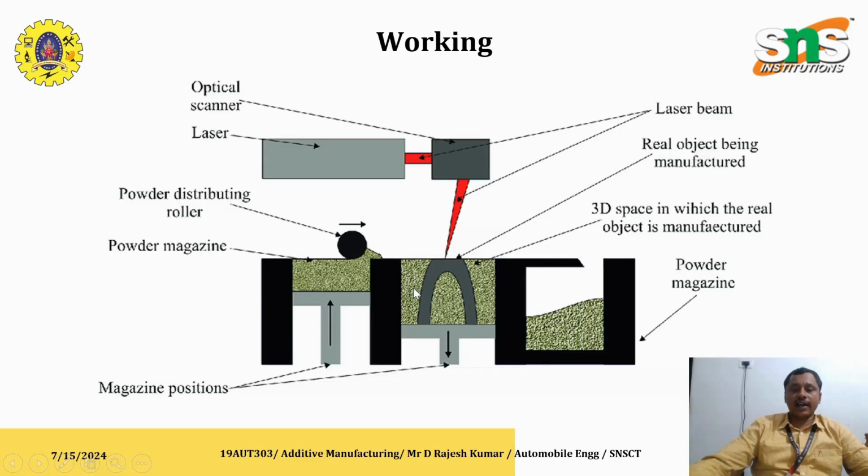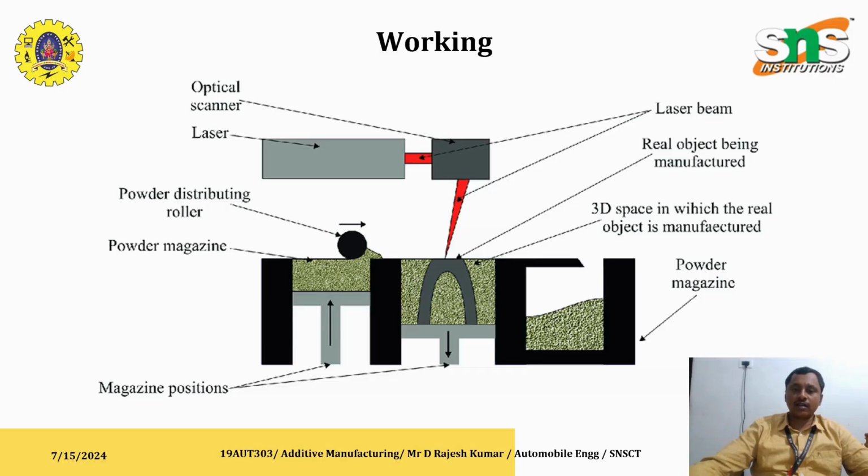So initially the magazine, you can see the position of the magazine. One is in the upward direction and another one is in the downward direction. So the upward direction magazine charges the powder. So the roller is used to distribute the powder evenly on the build area. So once the roller comes from the left hand side to right hand side, it distributes the material in an even manner.